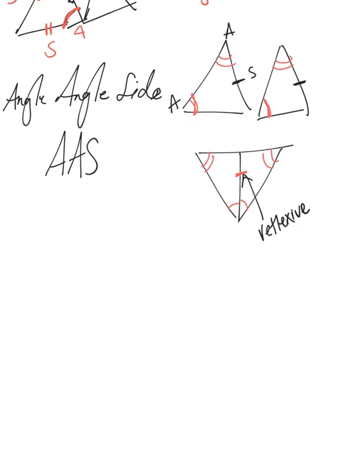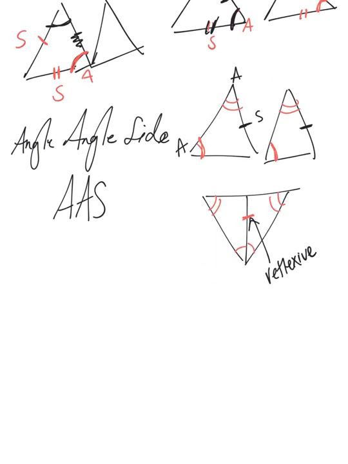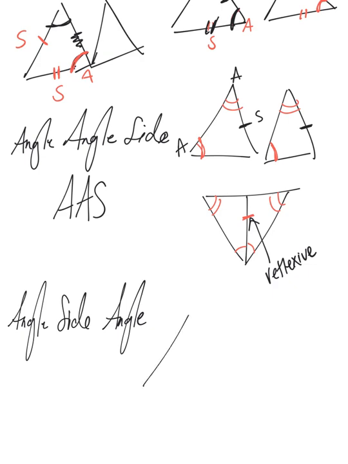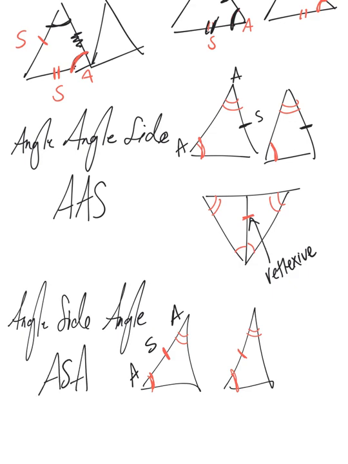All right. Now, we have another one, and that is angle, side, angle. Okay, so let's draw two triangles. If we have an angle, those angles are congruent, a side, and then an angle. Okay, so these two triangles are congruent by angle, side, angle. Call that ASA. And you see how we didn't skip anything.